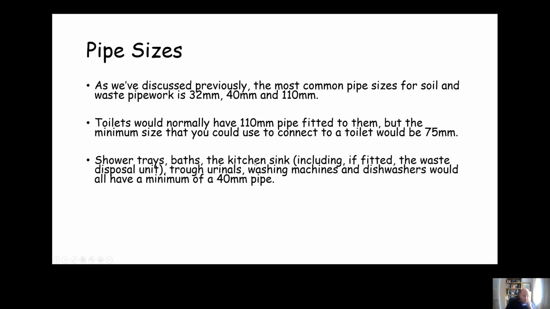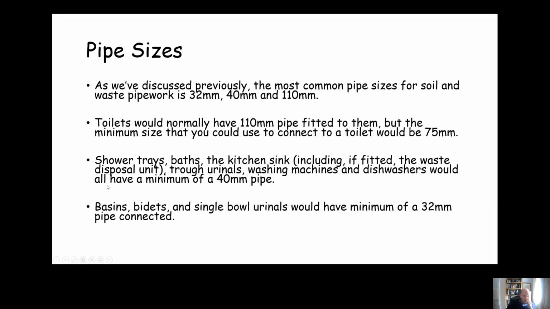Shower trays, baths, kitchen sinks, etc. So basically everything, with the exception of basins and bidets and single bowl urinals, would be connected to a 40mm pipe, an inch and a half pipe, most people would call it. Okay, but a 40mm pipe. And our basins, bidets, and single bowl urinals would be connected to a 32mm pipe, inch and a quarter.